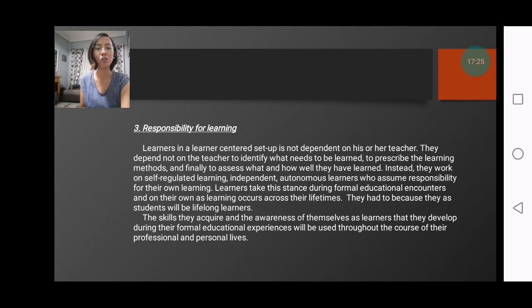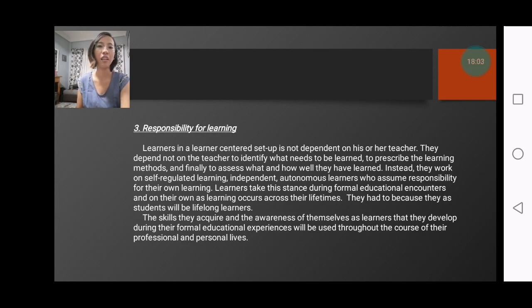For so many times already, I have been telling about self-regulation, and this is what it exactly means. You are to become independent, and in your independence should be your honesty to assume responsibility over your learning, whether you have really learned or you're halfway there, or you still need more effort to really fully learn about the material. All right? And then learners take this stance during formal educational encounters and on their own as learning occurs across their lifetimes.